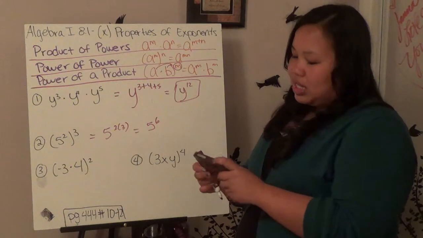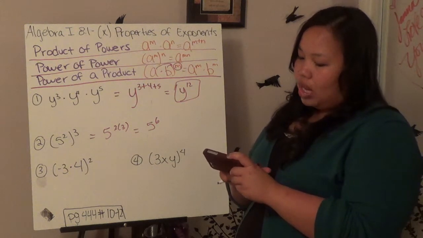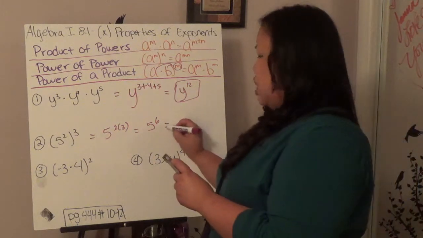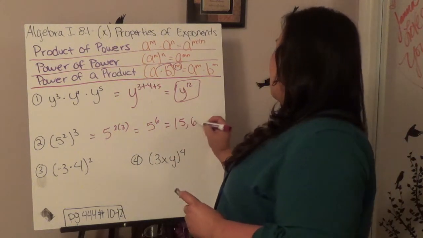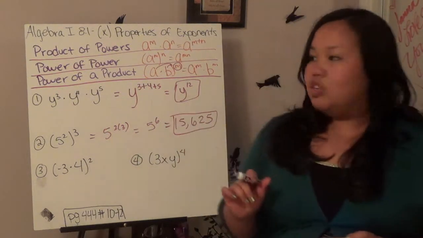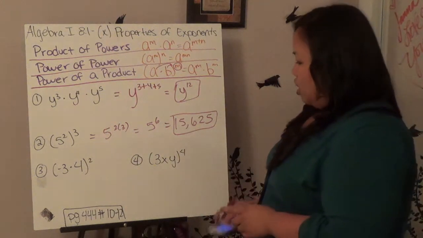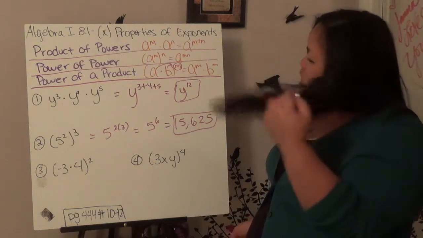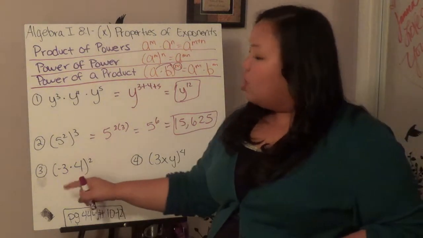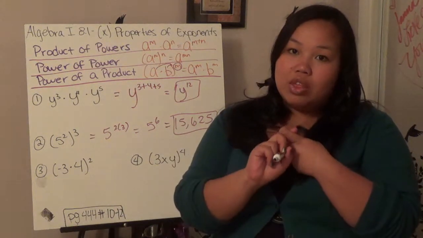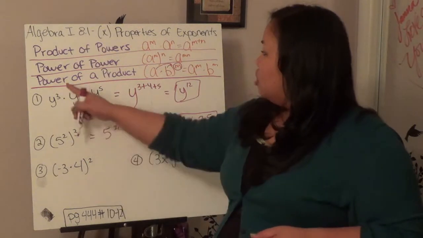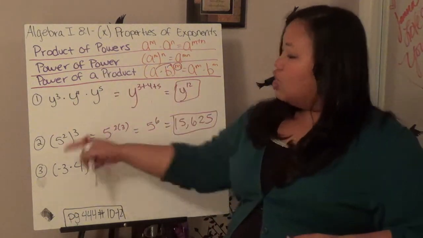This one, because it's an actual number, I can actually work it out. 5 to the power of 6 gives me 15,625. So as you can see, you will probably need a calculator for this section. Alright? The next one here, I can do one of 2 things. Because these have no variables, I can multiply them together and then go to the power of 2, or I can take the 2, like the power of a product, and distribute it.